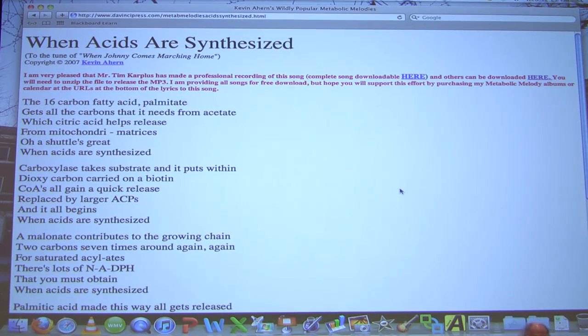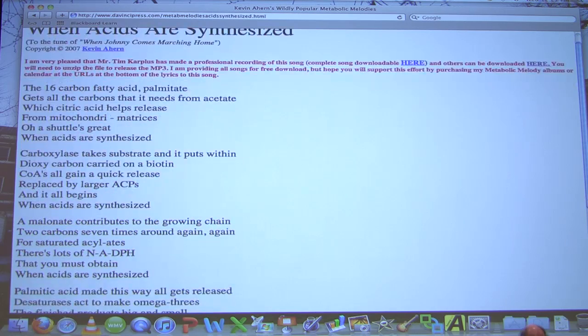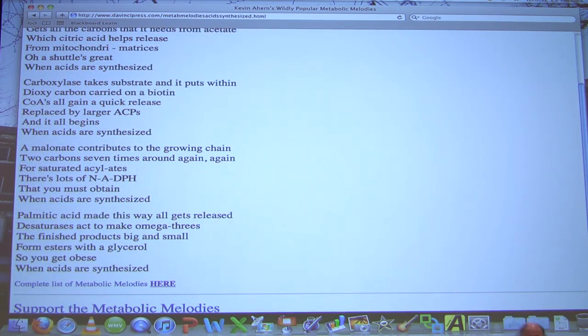Okay, so the 16-carbon fatty acid palmitate gets all the carbon that it needs from acetate, which citric acid helps release from mitochondria matrices. Oh, a shuttle's great when acids are synthesized. Carboxylase takes substrate and it puts within dioxycarbon carried on a biotin. CoAs all gain a quick release, replaced by larger ACPs, and it all begins when acids are synthesized. A malonate contributes to the growing chain. 2 carbons 7 times around again.